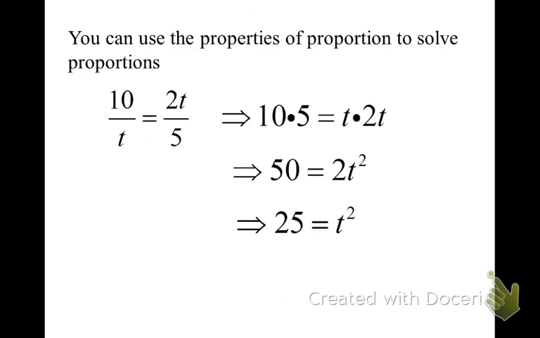And now we have to introduce a new operation into our solving, and that is square rooting. So now at this point we could take the square root of both sides, and whenever we take the square root of both sides, we have to remember that there will be both a positive and a negative answer.